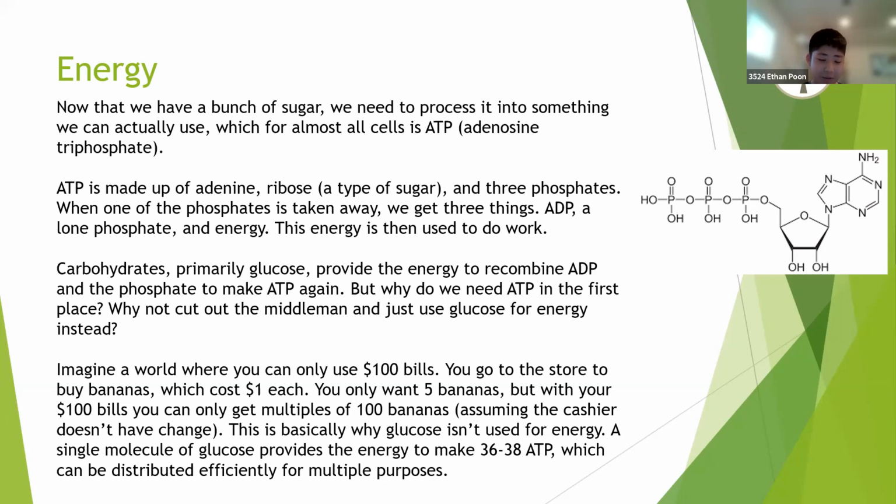And this is basically why glucose isn't used for energy. You can't use $100 bills every time you go to the store, every time you buy a Coke, every time you buy a banana. So a single molecule of glucose has a ton of energy that one chemical reaction might not use all of. So one single molecule of glucose provides the energy to make 36 to 38 ATP, the amount depends, which can be distributed efficiently for multiple purposes.